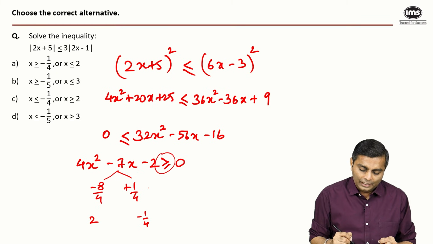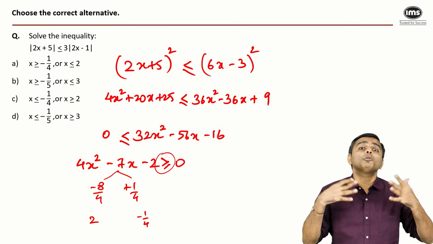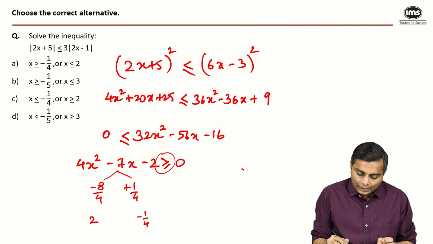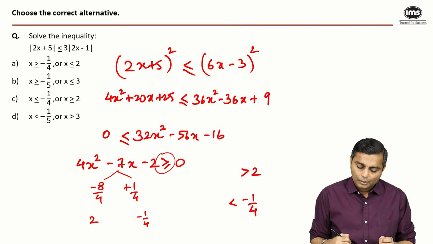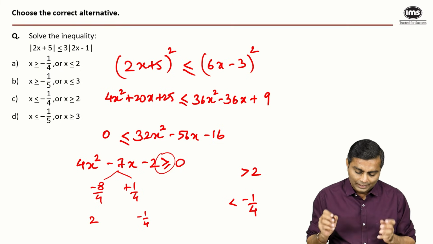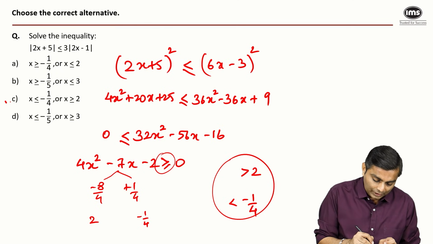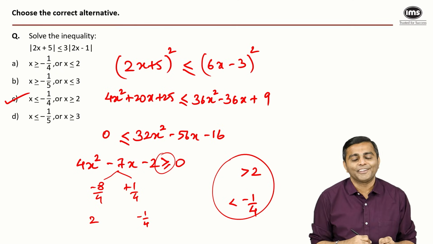Also, it is a greater than inequality. Greater than means it is outside the critical points or outside the boundary. So, greater than 2 and less than minus 1 by 4. Right? So basically, this is our answer. Do we have that in the options? Less than minus 1 by 4, greater than 2? Yes. Option C is what we are marking here.